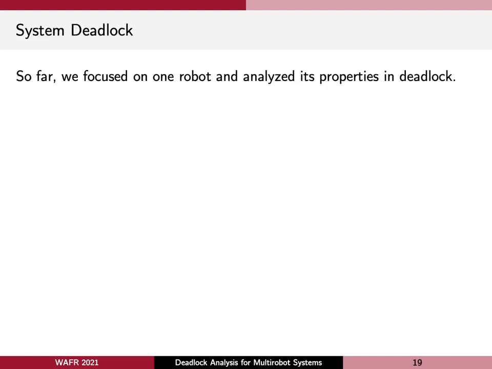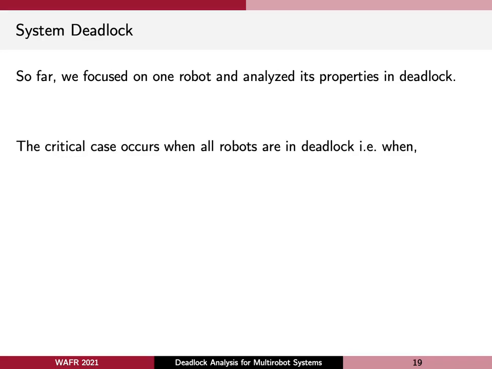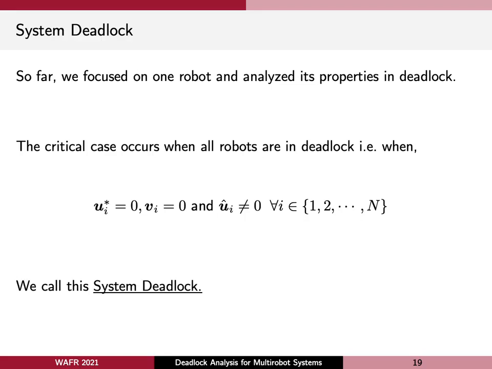Okay, so far we focused on one robot in deadlock, but what if all robots are in deadlock? This is a critical case, one that we are mainly interested in, and the definition of system deadlock is just extending the definition of one robot to all robots in the system, and we call this system deadlock.